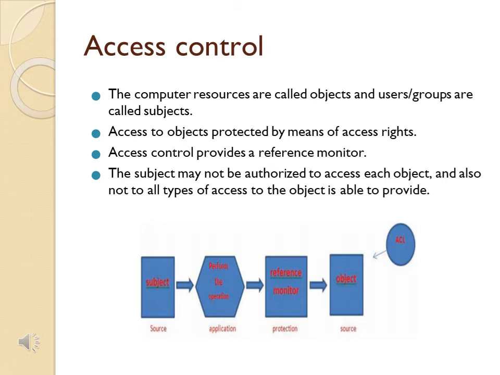The access to each object is protected by means of access rights. The access control provides a reference monitor for that. The subject may not be authorized to access each object, and also not all types of access to the object are provided by the ACL to the user.